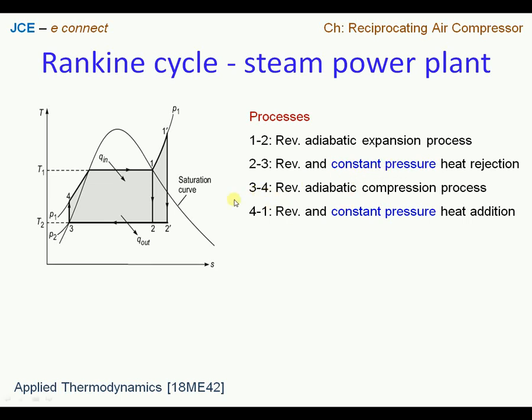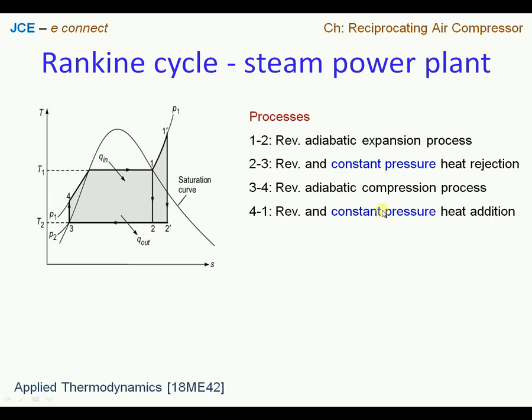For process 3 to 4, again we have the pump work here. This is represented as a reversible adiabatic compression process, and this is similar to the Carnot cycle process. There is no difference. Now coming to the last process, process 4 to 1. This is represented with an ideal process as reversible and constant pressure heat addition. So this is quite different compared to Carnot. In the Carnot cycle we have reversible and isothermal heat addition.